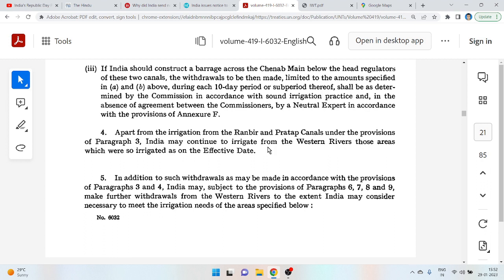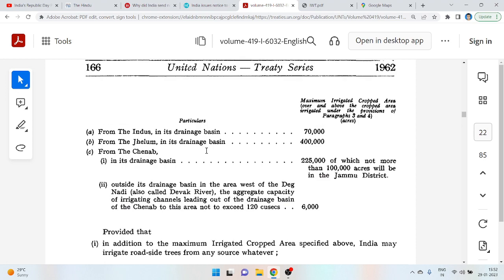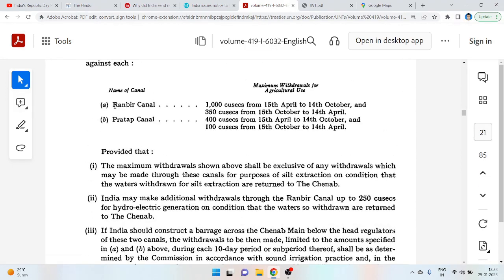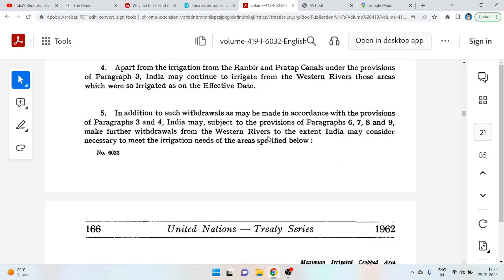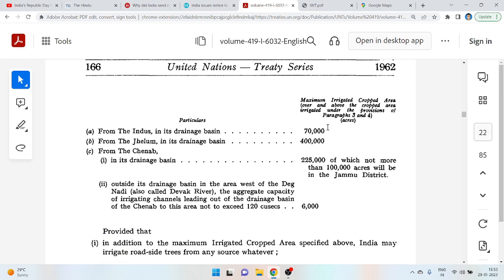Next is now number 5, that is most important. In addition to such withdrawals as may be made in accordance with the provisions of paragraphs 3 and 4, India may, subject to the provisions of paragraphs 6, 7, 8, 9. Okay, now come to this point. So in addition to this water from the canals of Chenab, this limitation can also be used by India.